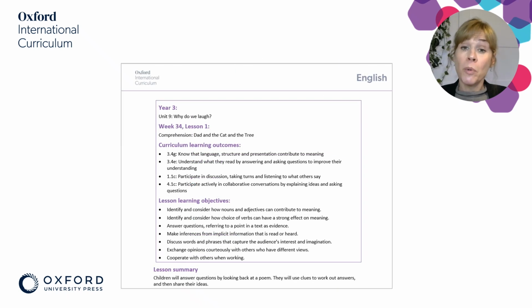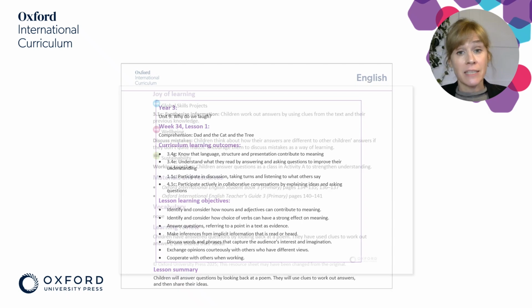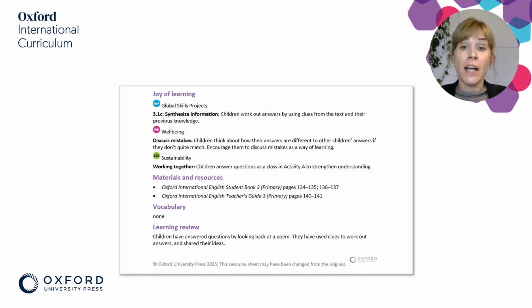Each overview supports you in delivery of a lesson, mapping out the learning outcomes covered, a summary of the lesson, pages to refer to in the recommended resources, and suggested activities. The lesson overviews highlight opportunities to link to the joy of learning, showing you how to integrate global skills projects, well-being, and sustainability into English teaching.